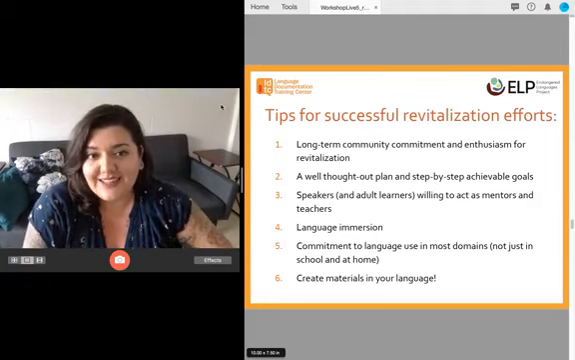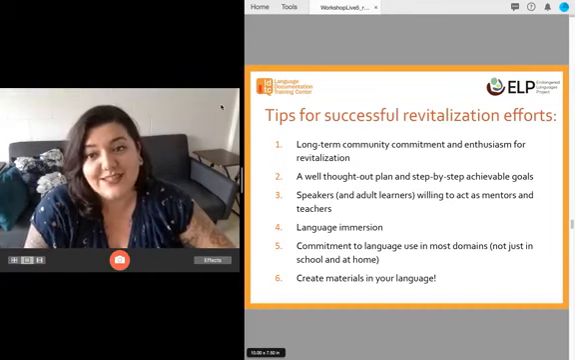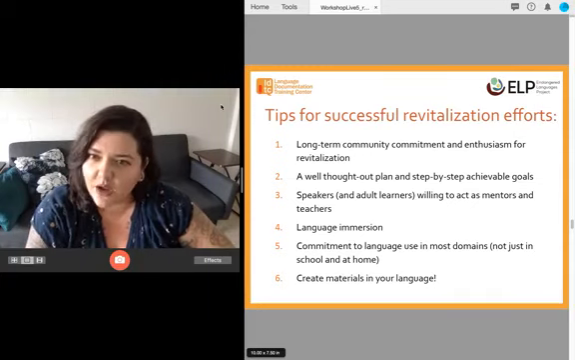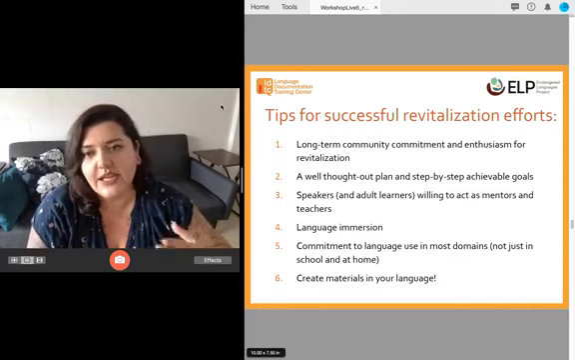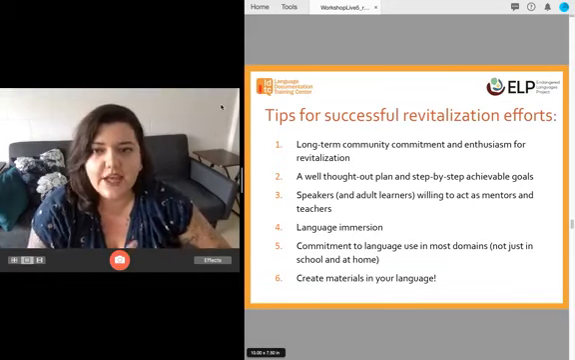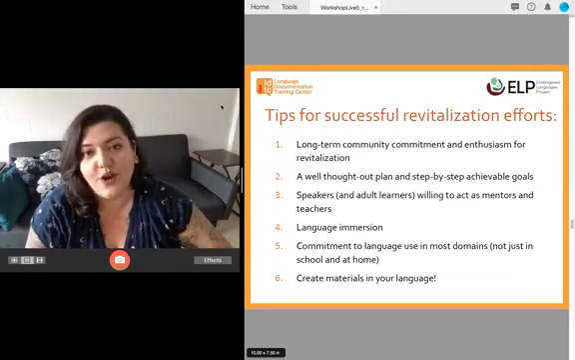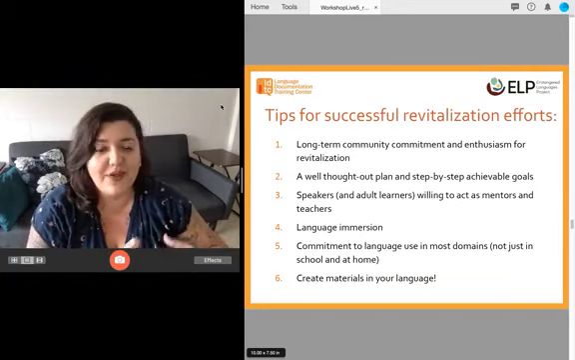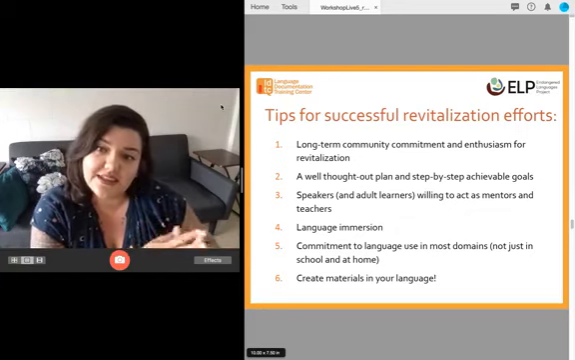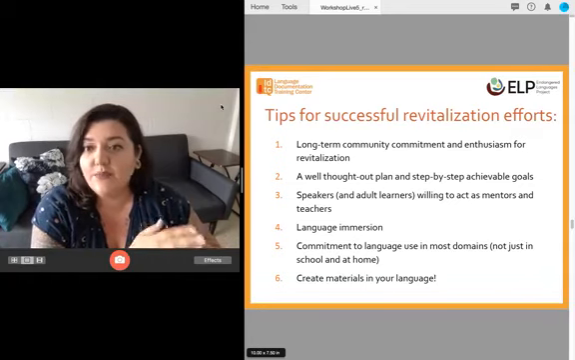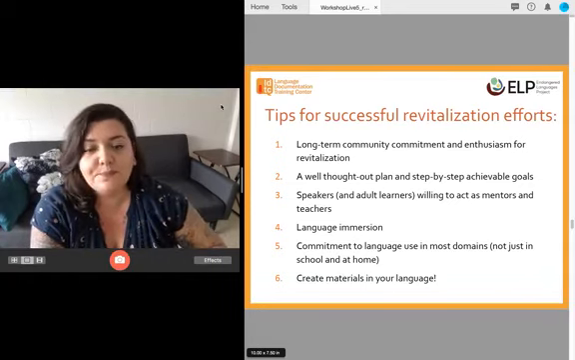A well-thought-out plan and step-by-step achievable goals. Again, this is a very long-term project, and those can get really hard to manage. It can feel like you're not making progress, or not making progress fast enough. So having a plan and breaking it down into very small achievable goals is a great way to approach something like language revitalization, and reevaluate that plan as you get to know the desires and needs of the community more. The children will bring up actions they want to take or directions they want to go in that may help you refine or redirect your revitalization efforts. So always have a plan, and revisit it and revise it often.